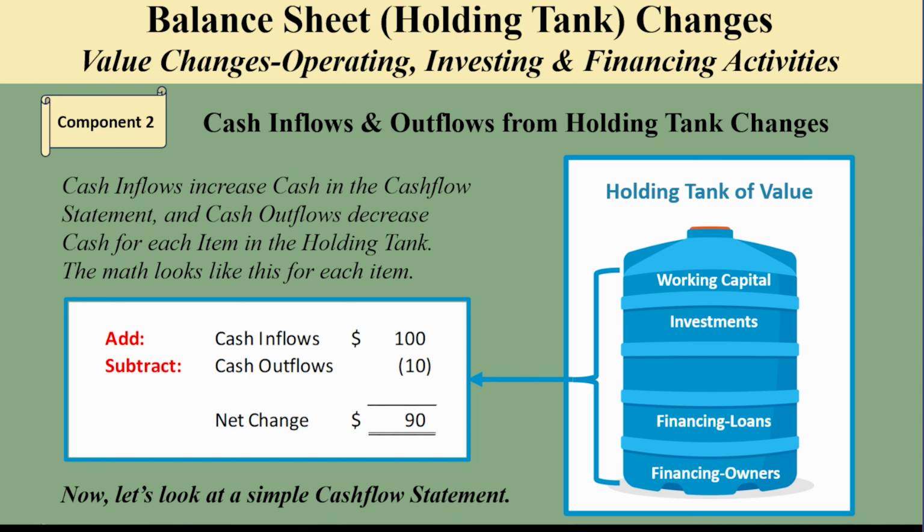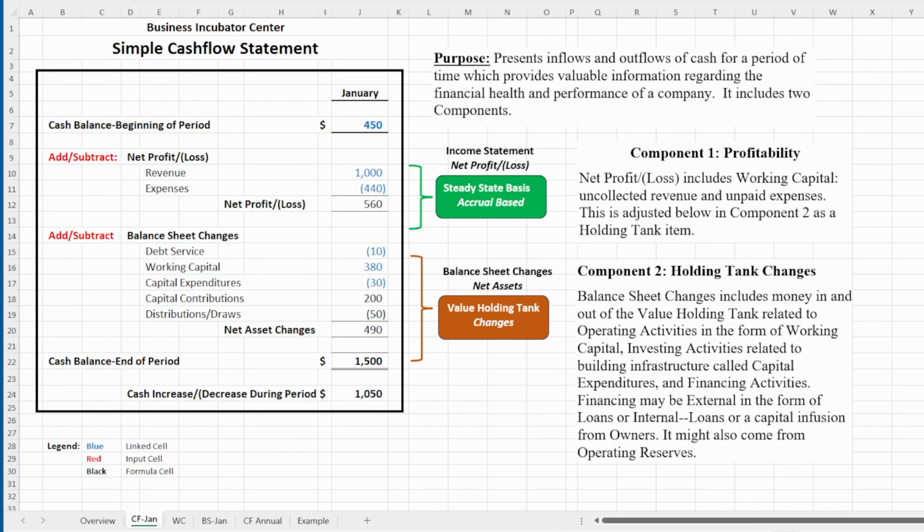Now, we're finally ready to look at a simple cash flow statement. The purpose of the cash flow statement is to present inflows and outflows of cash for a period of time, which provides valuable information regarding the financial health and performance of a company. As we've been saying, it includes 2 components.